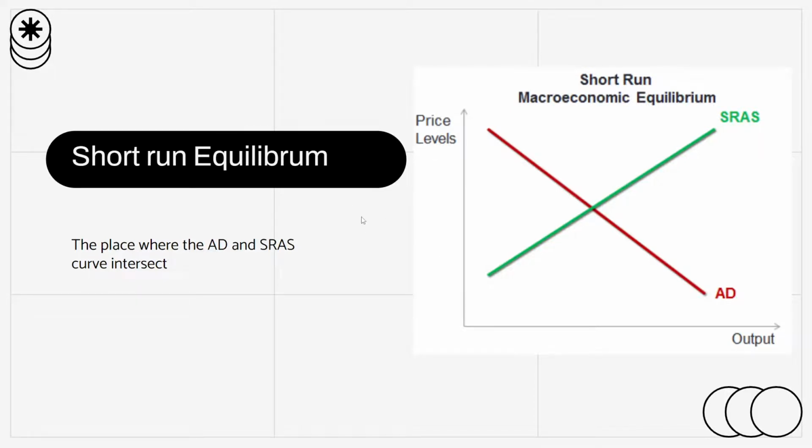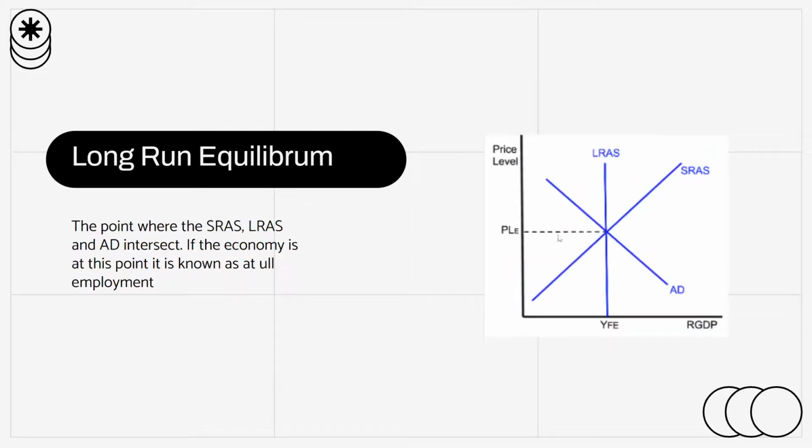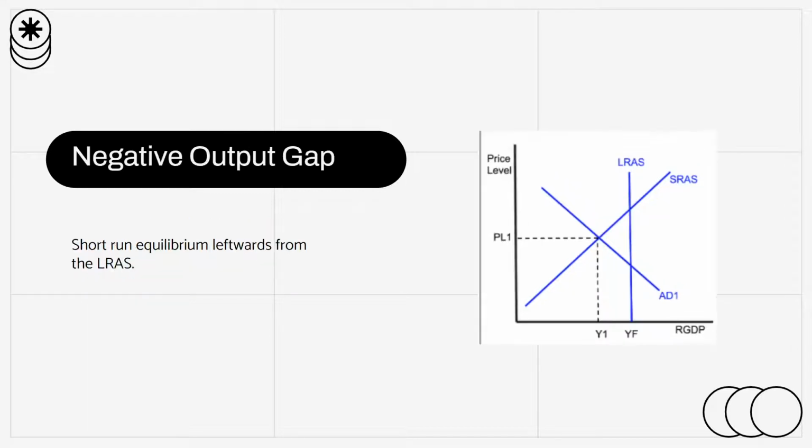So what is the short run equilibrium? Well, the short run equilibrium is simply the place where the aggregate demand and the short run aggregate supply curve intersect. Long run equilibrium is the point where the short run aggregate supply curve, the long run aggregate supply curve, and the aggregate demand curve all intersect. As you can see, that will be over here. This is the place where the economy is the most stable. It's full employment. Basically, everything is going smoothly in the economy. Employment is at its natural rate, which is the lowest that it could be. So it's probably the best economy that it could be.